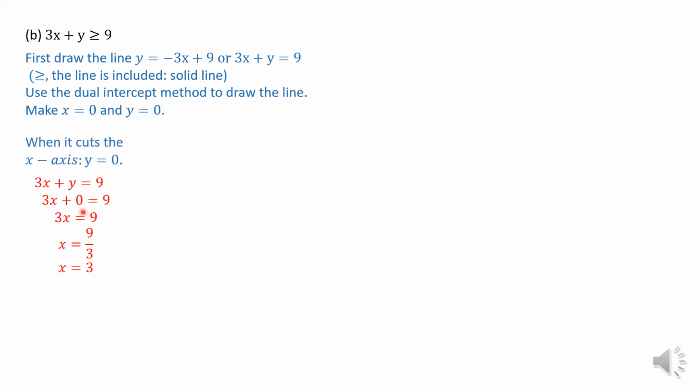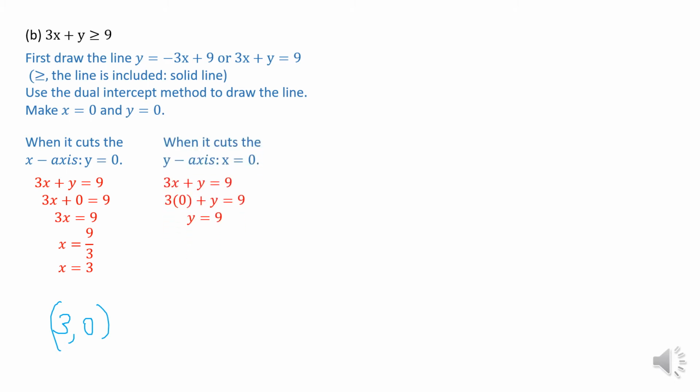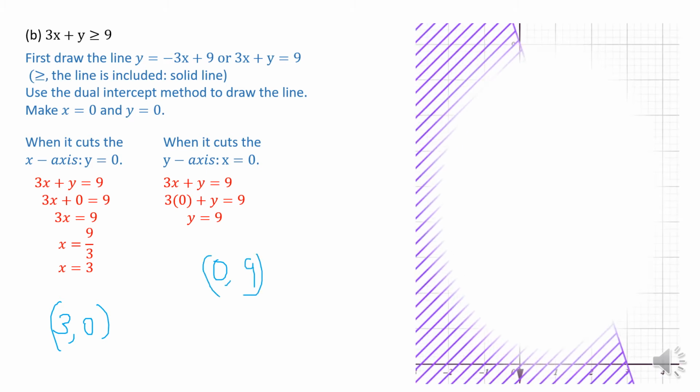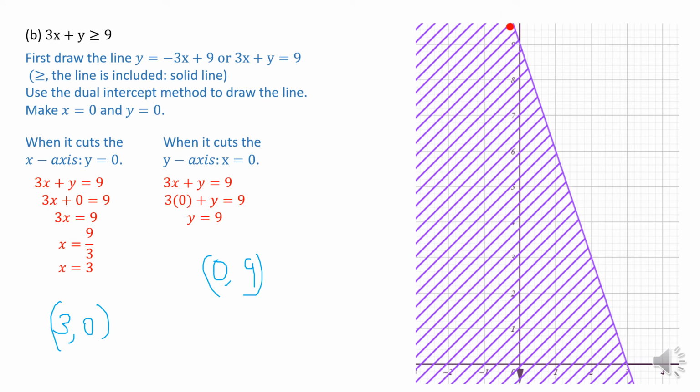So when I make y 0, x is equal to 3, which means this is a point that can be plotted: when y is 0, x is 3. So this will be the point 3, 0. And the other one, when x is 0, y is 9, so that is the point 0, comma 9. So these points can therefore be plotted. As you can see, I will indicate the point 0, comma 9 here, and the one down there is 3, comma 0.